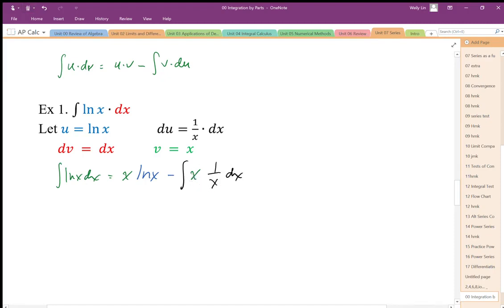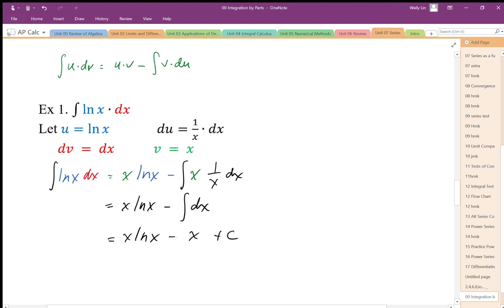Now is that new integral easier than what I started with? And the answer would be yes, because first of all, that's going to just cancel out to 1. And so we're going to end up with the integral of 1 dx. Well, that's easy to do. So there's my original integral here. The integral I started with, I couldn't do. The new integral I ended up with, I can easily do. So I get x log x minus integral of just dx. So my answer to this integral is going to be x log x minus x plus c.